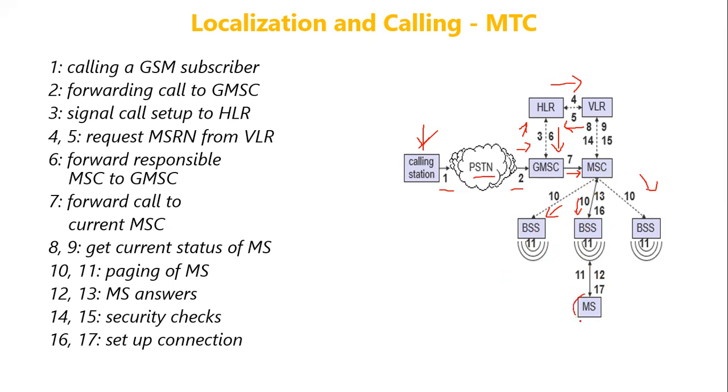But the destination will be one such station. Maybe it is here. Okay. So this information now reaches the mobile station through step 11, and the mobile station will acknowledge or accept that connection through step 12.